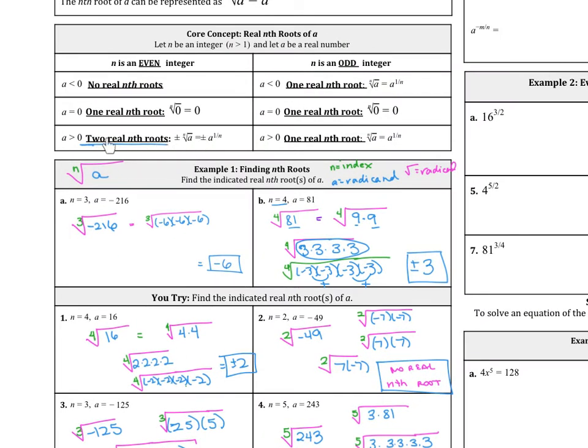So you just have to know these rules. If it's greater than 0, we're going to have the plus or minus. If it's less than 0, then it doesn't exist. And so notice with number 2, it's even. It's a negative inside, and so there's no real nth root. So again, you just have to memorize it. But just to prove it to you, we can't have negative 7 times negative 7, right?